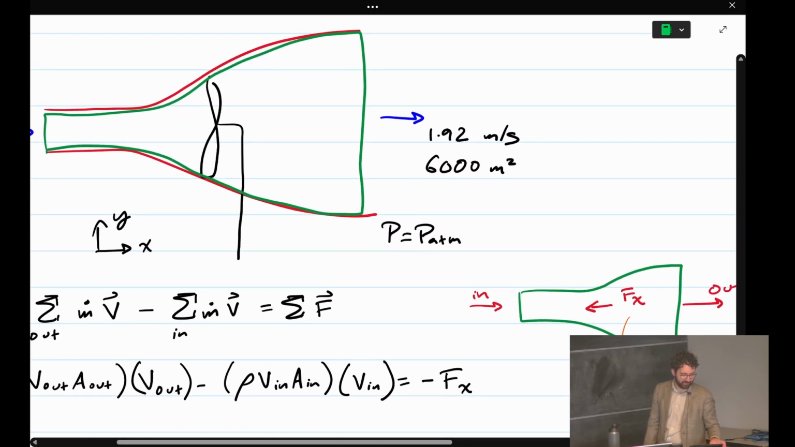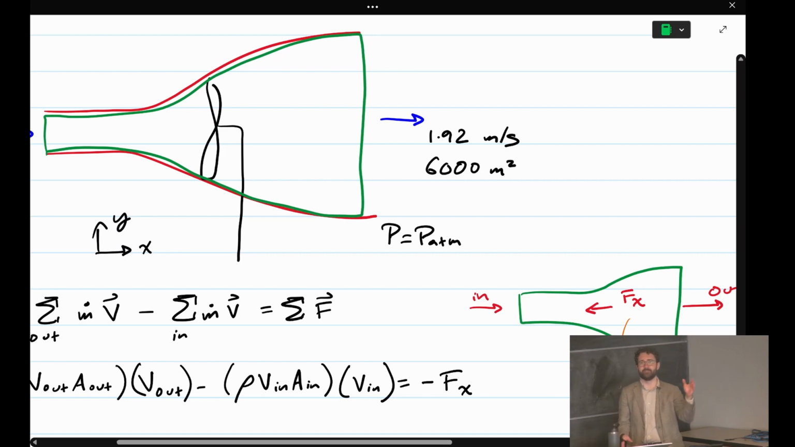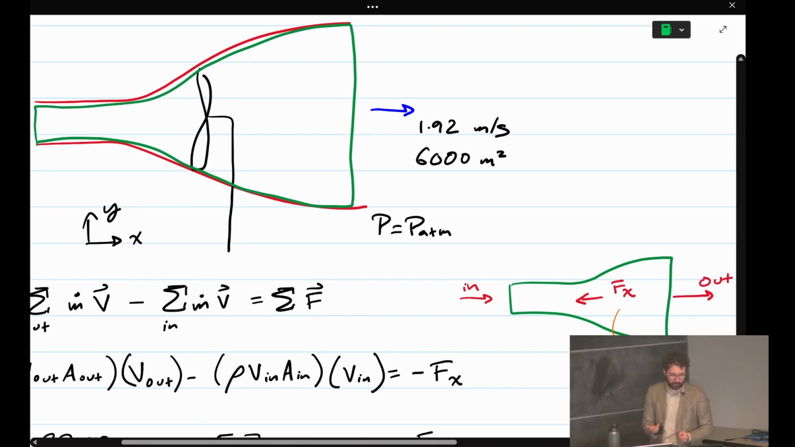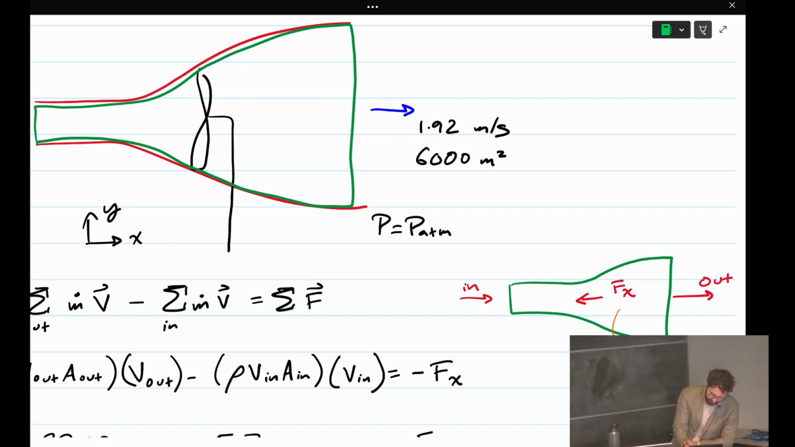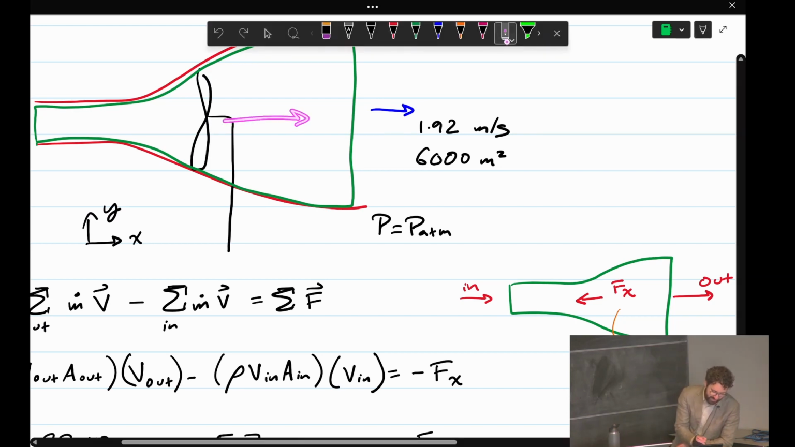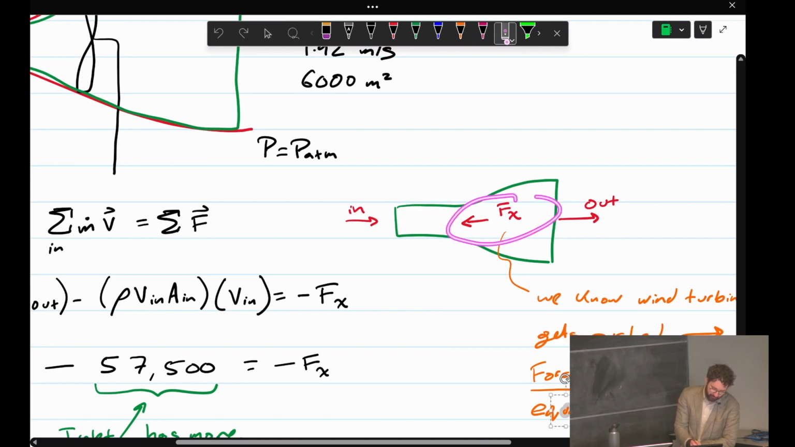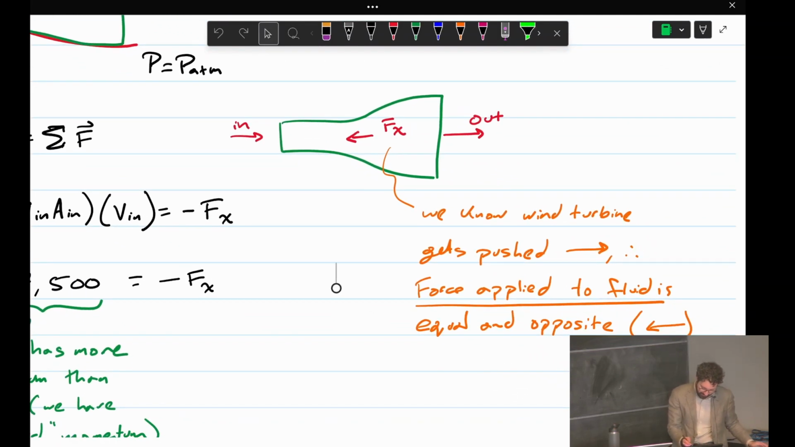This is a wind turbine, right? The fluid is going to exert a force on the wind turbine, spin the wind turbine, and generate energy. So we know that the fluid will push this wind turbine to the right. That's the direction of the force that's going to be applied to the wind turbine. We're not analyzing the wind turbine. We're actually analyzing the fluid volume around the wind turbine. So the force applied on a fluid volume is equal and opposite. This is the direction of the force applied to our fluid volume. If the wind turbine gets pushed to the right, the force applied to the fluid is equal and opposite.